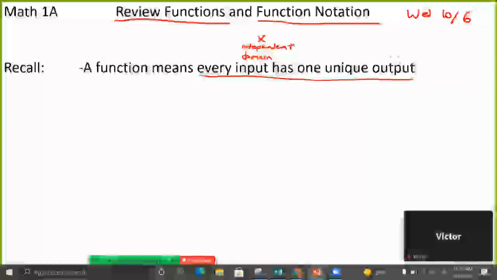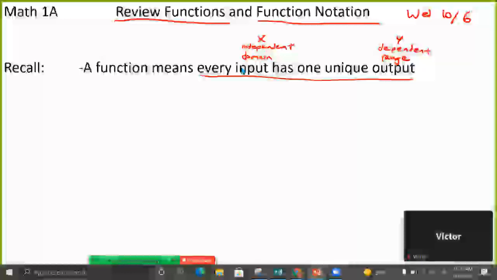So let me add that in over here. So output means the range, just another word. It's like a list of all the outputs. These are the dependent. These depend on the first ones. These depend on the x's and the y's. So these are all basically the same thing. A function means every input has one unique output.